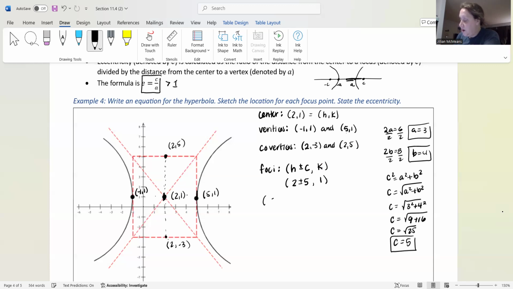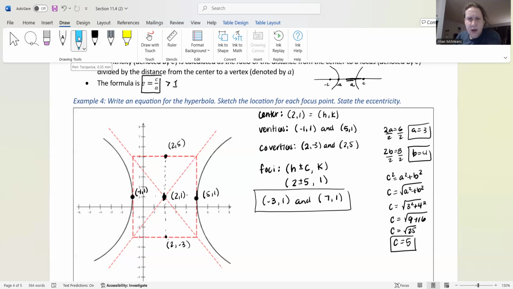So the foci are going to be, well, 2 minus 5 is -3. So we get -3, comma 1. And 2 plus 5 is 7. So we get 7, comma 1. And those are the foci. So let's go ahead and plot those in a different color because this says write the equation for the hyperbola, sketch the location of each focus point, state the eccentricity.